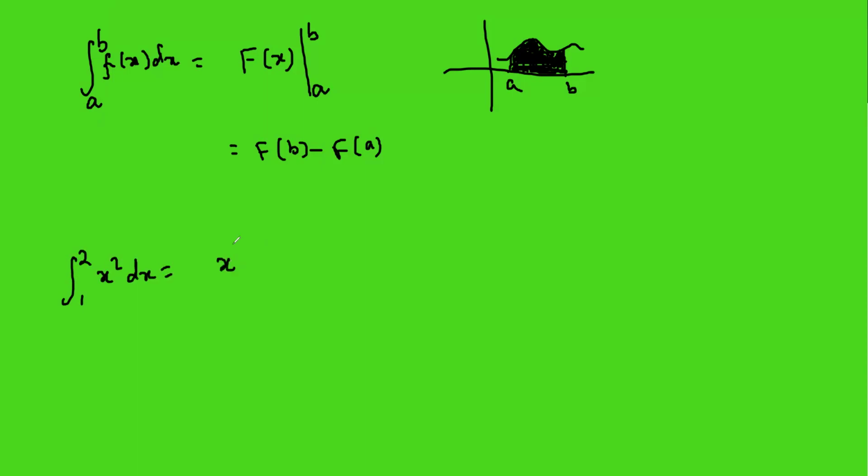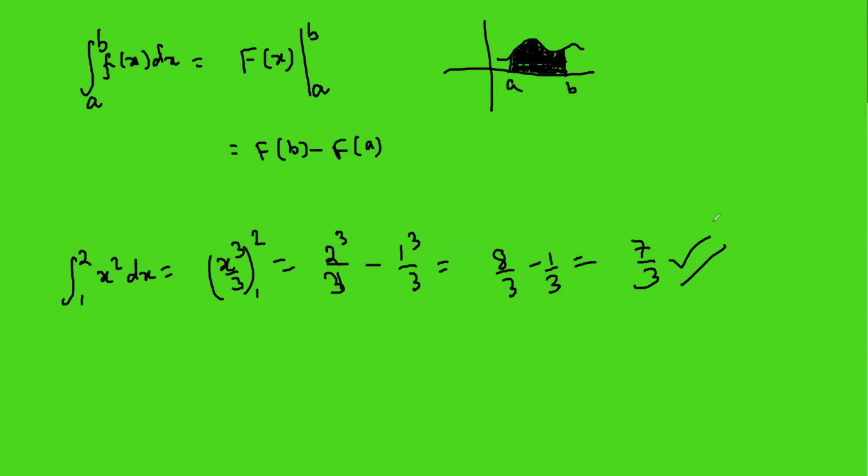For example, integration of x square is x cubed over 3, right? Where you put x is equal to 2, you will get 2 cubed over 3. And when you put 1, 8 over 3 minus 1 over 3. That is 7 over 3, right? This is your answer.